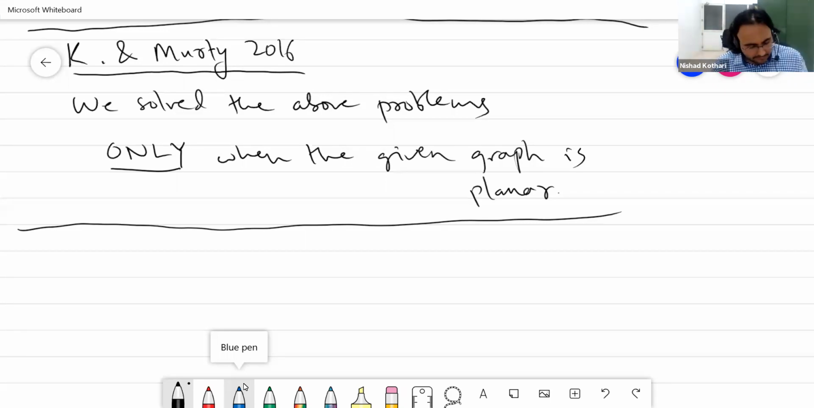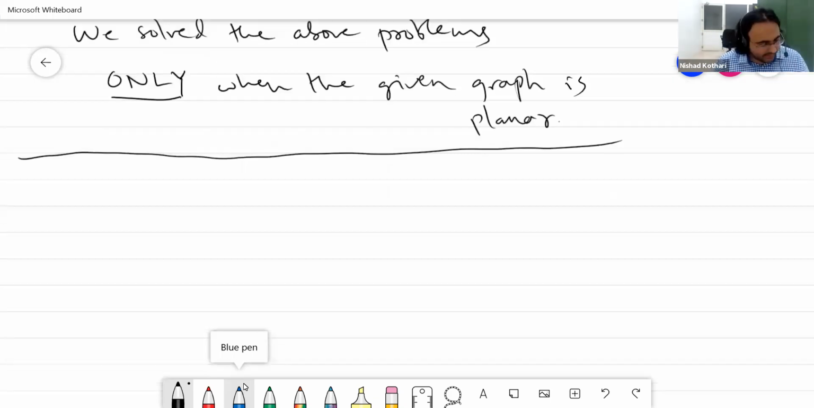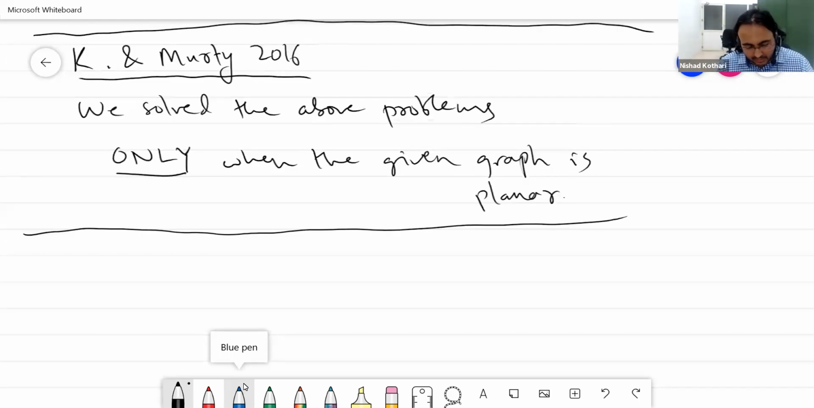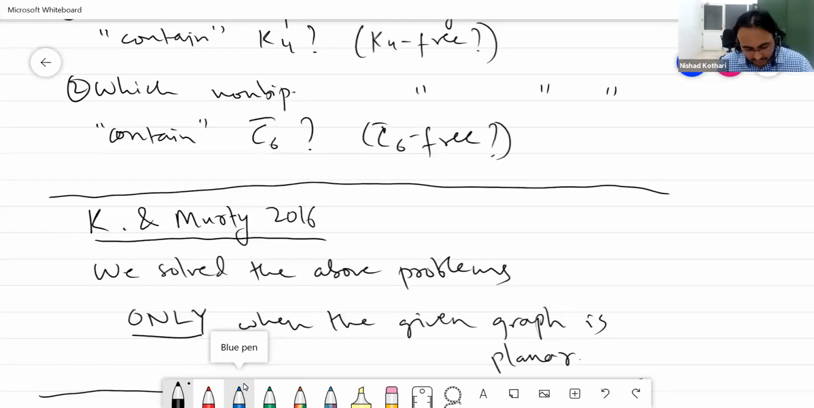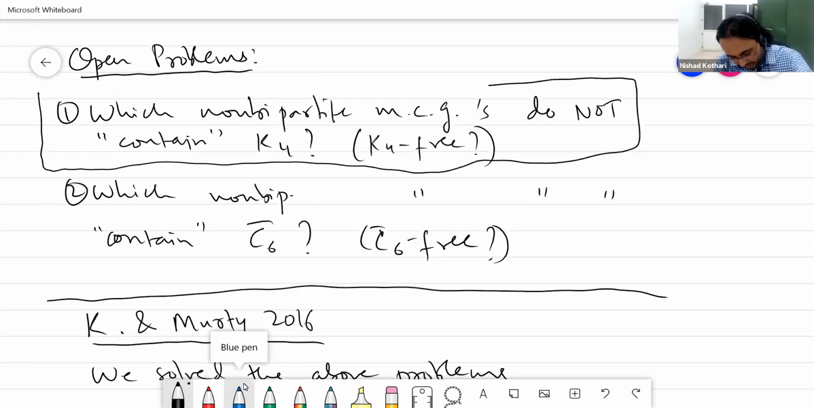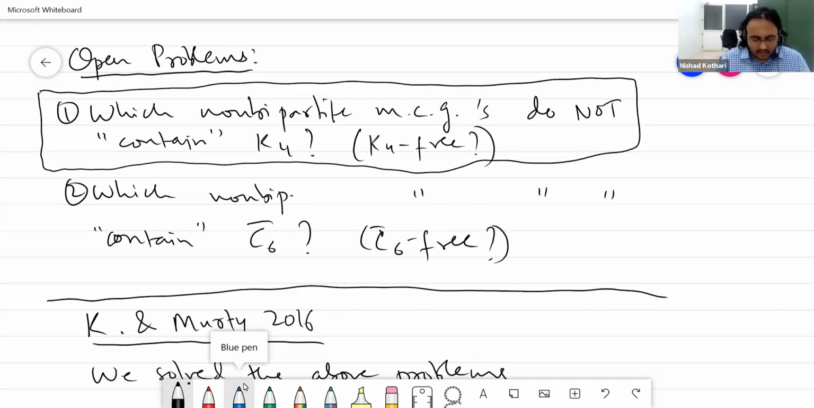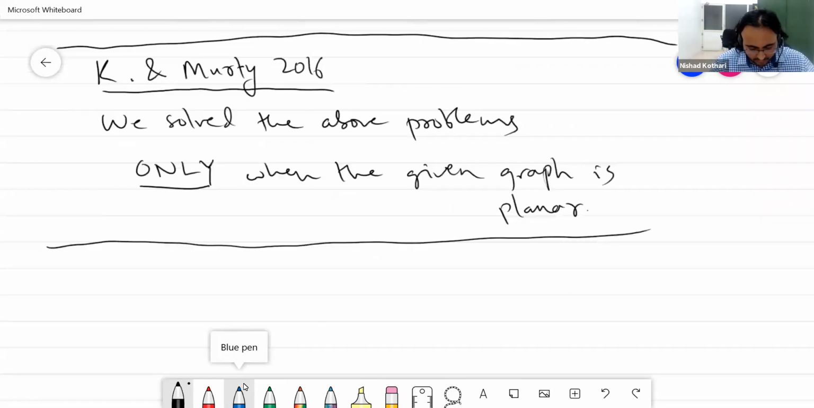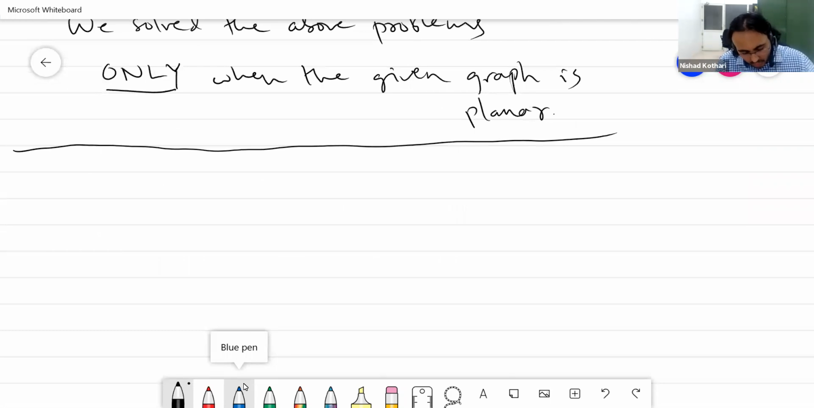Okay, if not, then I will tell you a little bit about the solution. We don't have a lot of time to talk about the solution, but I will try to give you some idea about the solution to these problems. And in particular, in the interest of time, I will focus on K4 free and I will ignore prism free. Okay? But some of the things apply to both problems. So our solution proceeds in 2 steps.